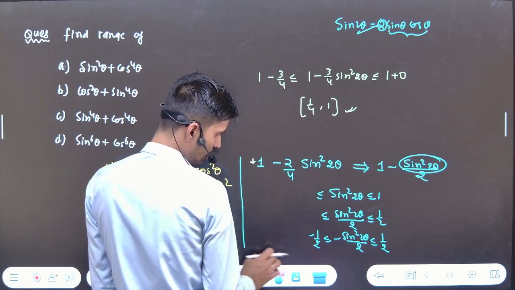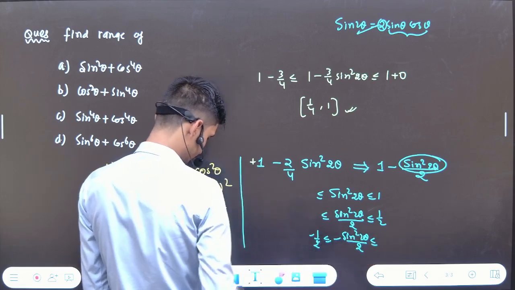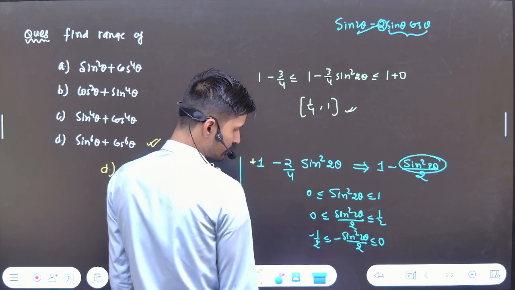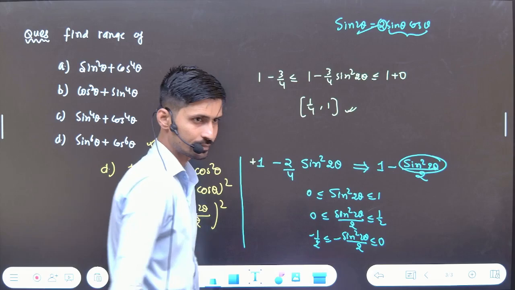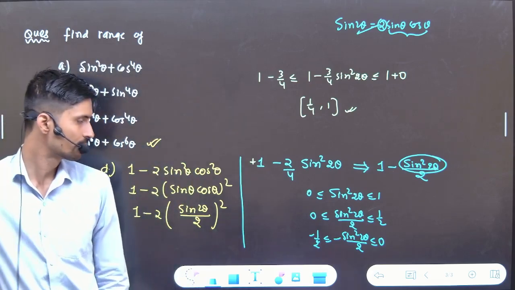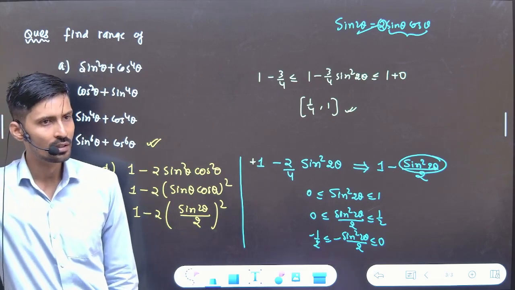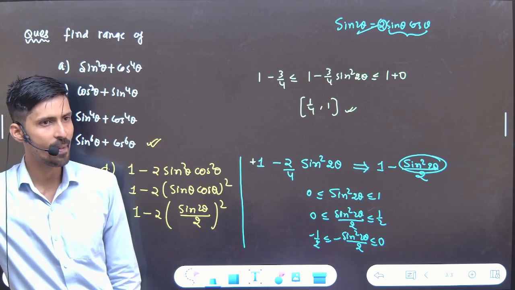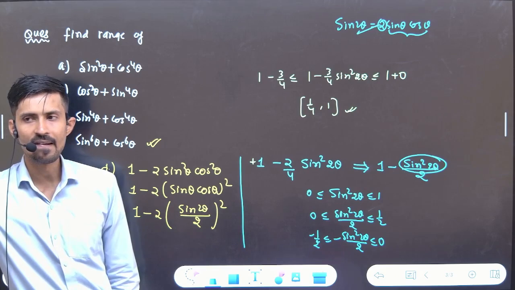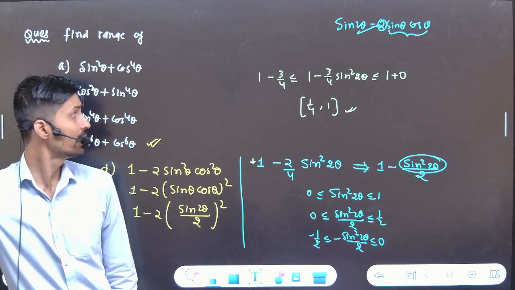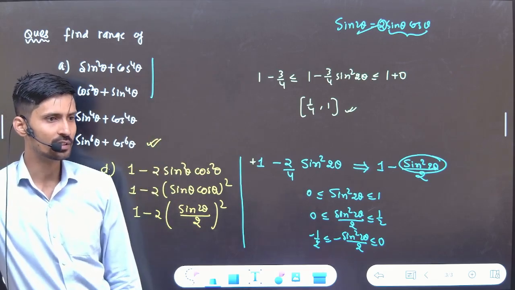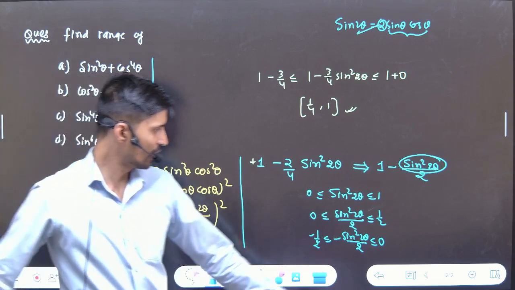Very good. Now add 1. The range is 1 by 2 to 1. Understood? What will be the range of this one? Who did this? 3 by 4 to 1. Very good.